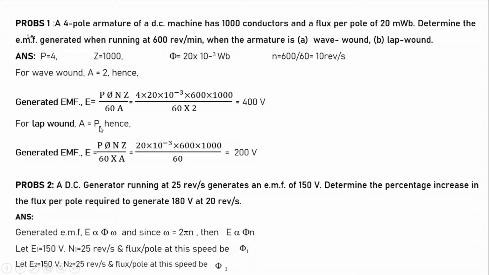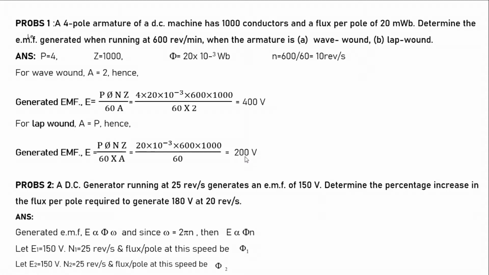Second, when lap wound, what is the EMF generated? For lap winding, A is equal to P, the number of parallel paths is equal to the number of poles. So this P and this A will cancel each other and we will get the answer as 200 volts.